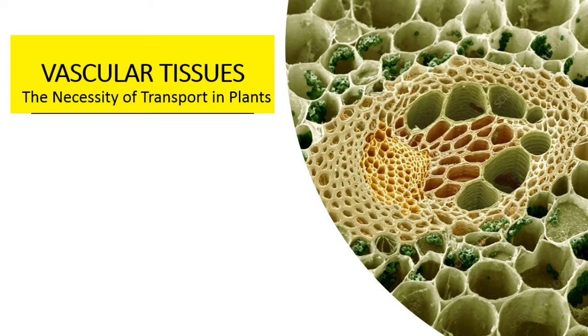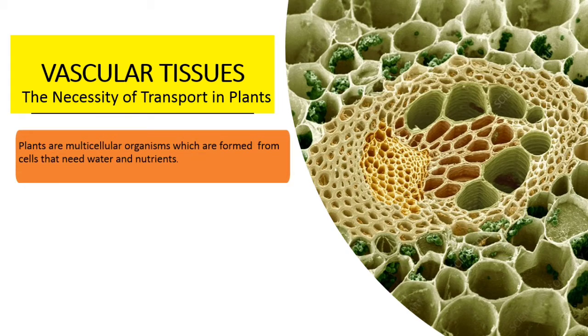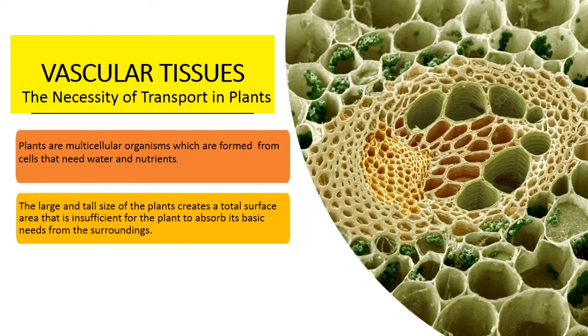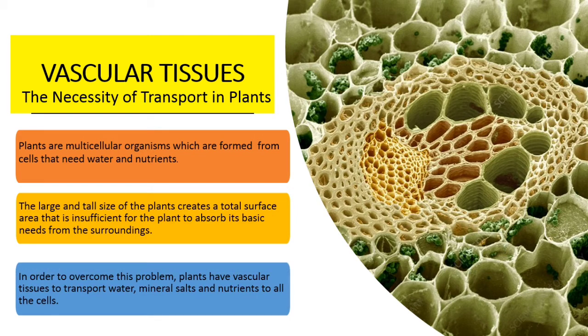Next, vascular tissue. What is the necessity of the transport in plants? Plants are multicellular organisms which are formed from cells that need water and nutrients. The large and tall size of the plants creates a total surface area that is insufficient for the plant to absorb its basic needs from the surroundings. In order to overcome this problem, plants have vascular tissue to transport water, mineral salt and nutrients to all the cells. So this is the necessity of vascular tissue.